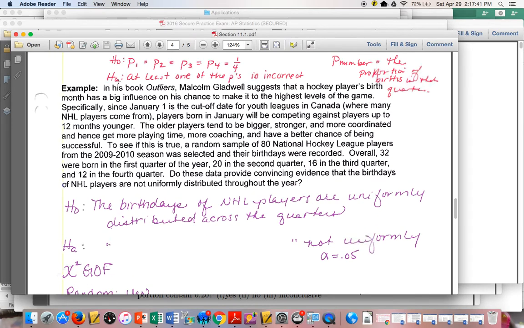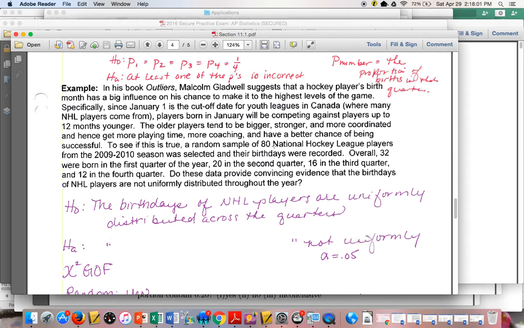All right, so we've got this book, Outliers, by Malcolm Gladwell. He suggests that a hockey player's birth month has a big influence on his chance to make it to the high levels of the game. So basically, he's saying that more people are going to be from the earlier part of the year.